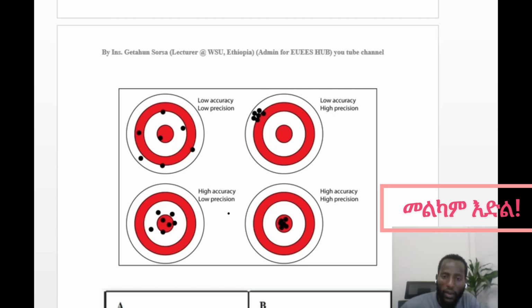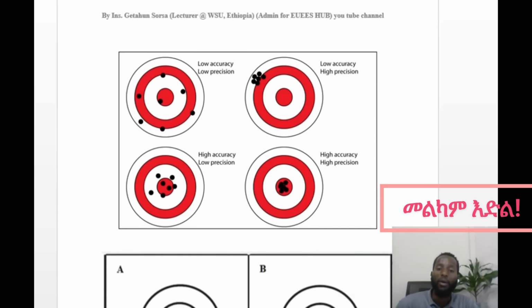For high accuracy and low precision, the measured values are near the target, but they are far from each other. One measurement is here, the other here, the other here. So the measurements are far from each other, but they are around the center. This shows high accuracy and low precision. And high accuracy and high precision means all the points are at the target as well as close to each other. Therefore, this type of measurement is highly accurate and highly precise.